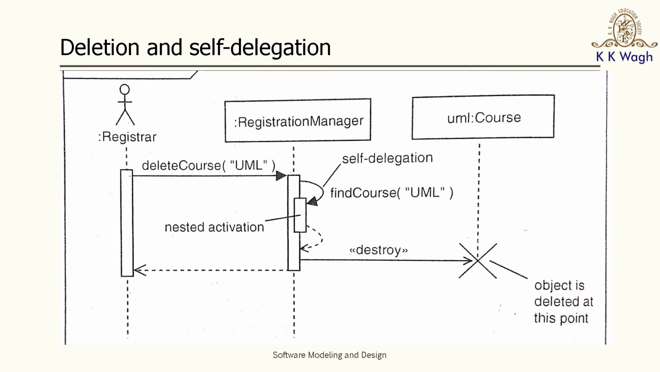If it is not present, then it sends a reply message to a registrar that it is not present, or whatever reply message it wants to send. So this is all about how you can delete an object and how self delegation is carried out in a sequence diagram.